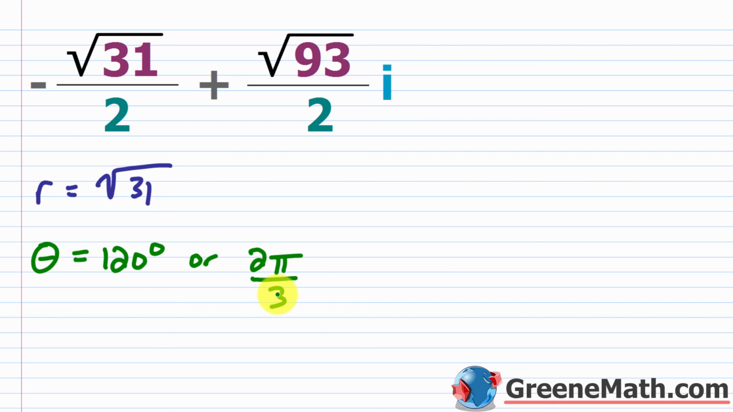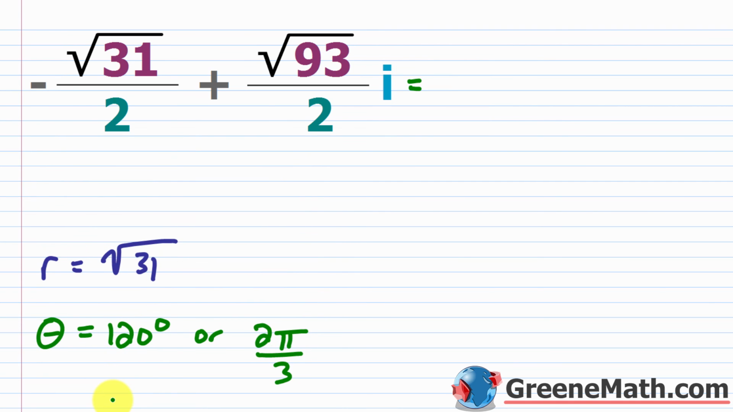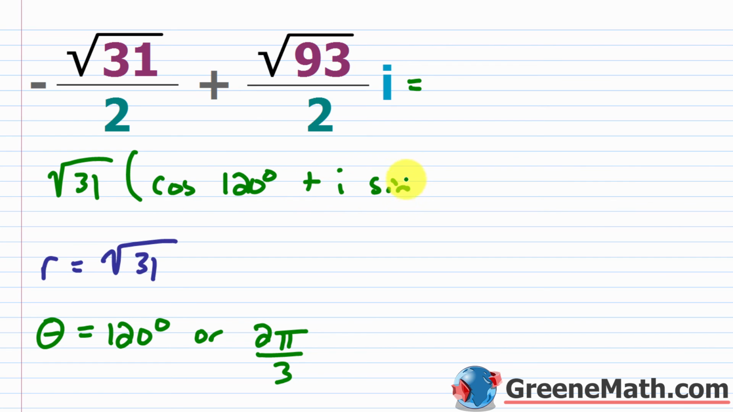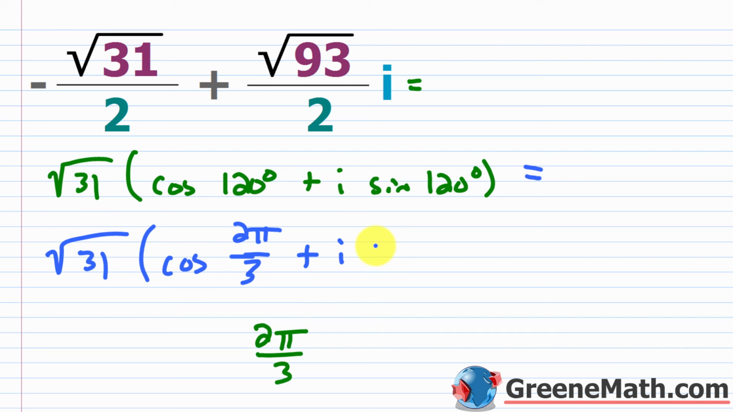So basically I'm ready to set this up. I can go ahead and say this equals, and let me just drag this out of the way. Put this down here. I'll say my r value, which is the square root of 31, times, let's just go ahead and use degrees first. So I'll say cosine of 120 degrees plus i times the sine of 120 degrees. And again, you can keep going. If you want to put this in terms of radians, I'll do square root of 31 times the cosine of 2 pi over 3, plus i times the sine of 2 pi over 3, like this.